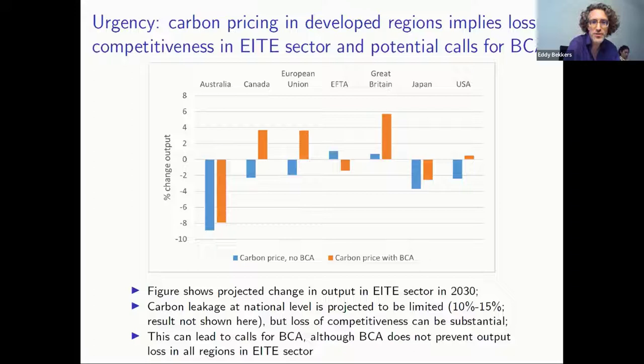What I think is interesting is that if you introduce BCA, so if this climate coalition introduces a carbon price and sets a BCA on the other regions, it is actually not uniform, in that the prevention of loss of competitiveness is not going to occur in all the regions. We see in the US it's very nice. There would be a loss of output in emission intensive sectors with carbon pricing, and then with a BCA that would be cancelled out. But in some other regions, general equilibrium effects are going to kick in.